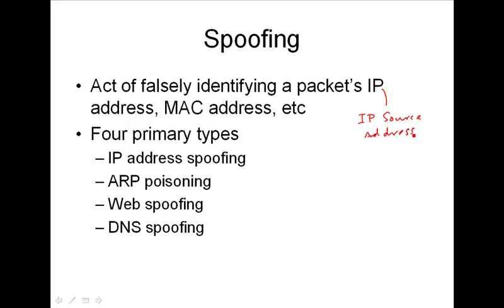There's four primary types of spoofing: IP address spoofing, ARP spoofing, and this involves media access control addresses, web spoofing, DNS spoofing. So there's a lot of opportunities out there for something to be spoofed.